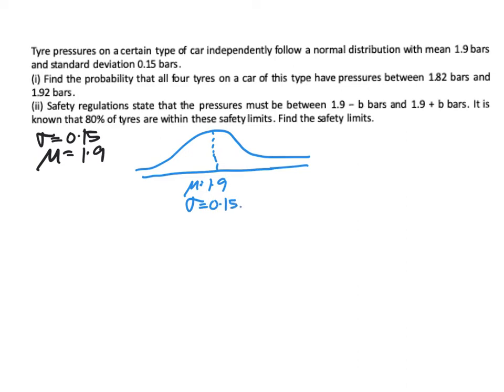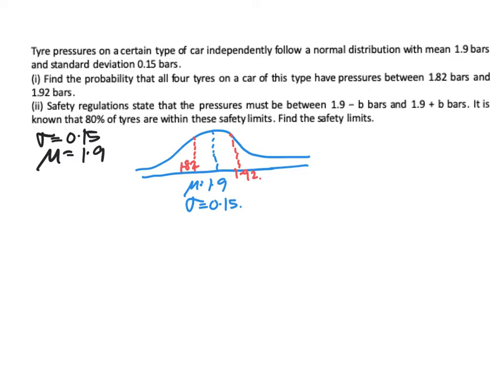So where does 1.82 lie? I'm just going to estimate that. If 1.9 is over here in the center, then 1.82 should be somewhere here. It doesn't have to be accurate, but it certainly helps. We understand that if 1.9 is in the center, then 1.82 should be towards the left, and 1.92 should be towards the right. Somewhat like this, 1.92.